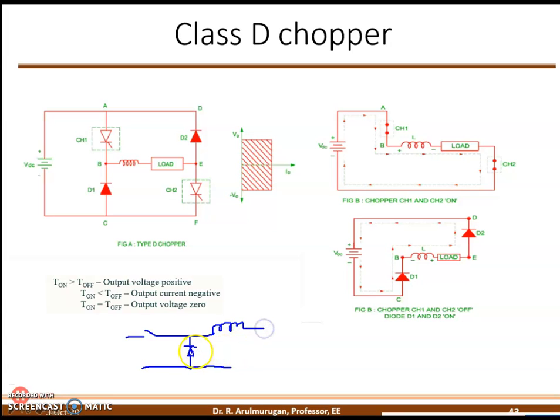Mode 1 operation. So what about the mode 1 operation? The diode is not present. So the diode is a source. You give the source.